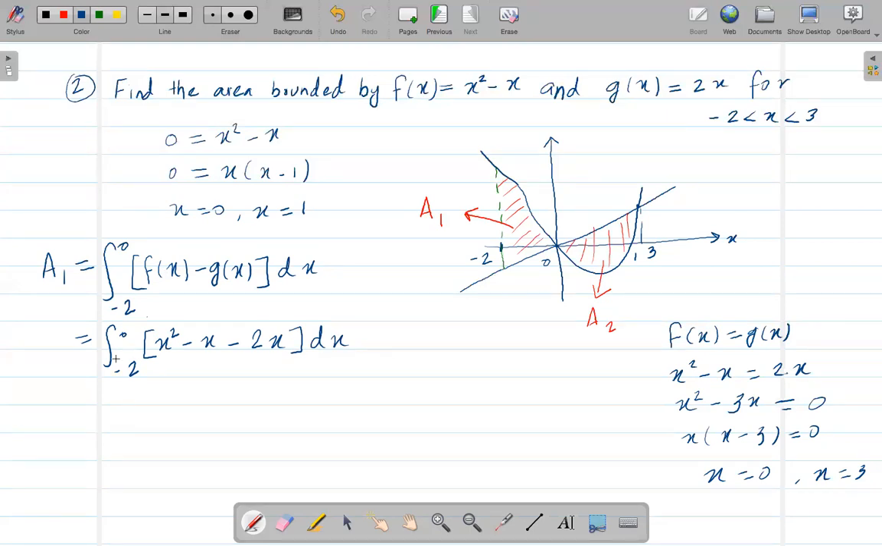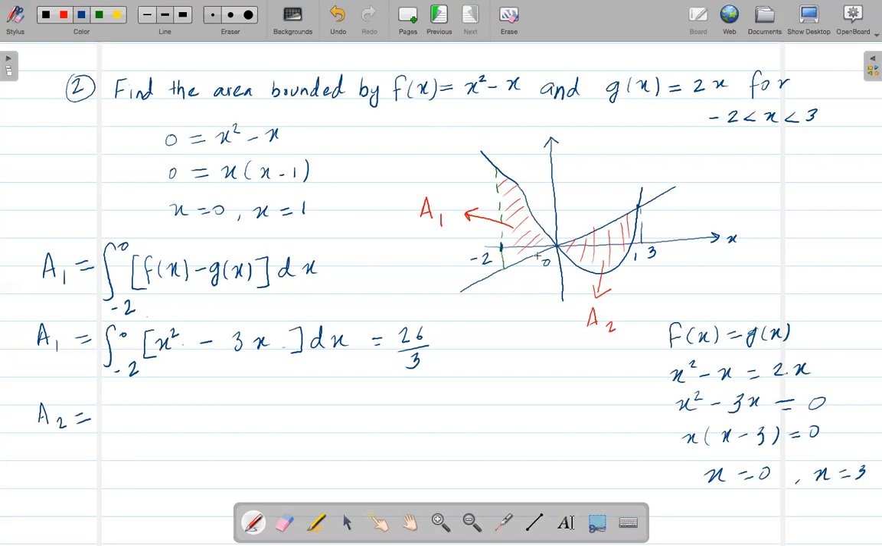Okay, so from here you will get the value of A1. So take the integration of all of these. Well, x, obviously here -x and -2x will be -3x, right? Okay, so you can find the value of A1 by taking the integration. The value here you will get is 26/3.